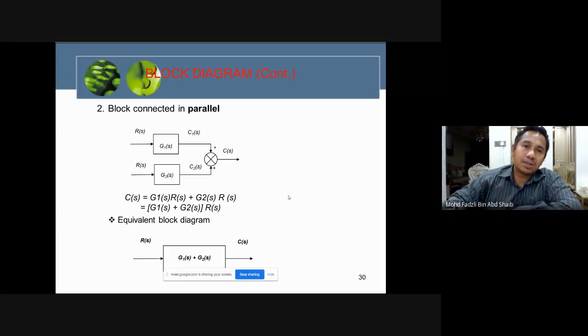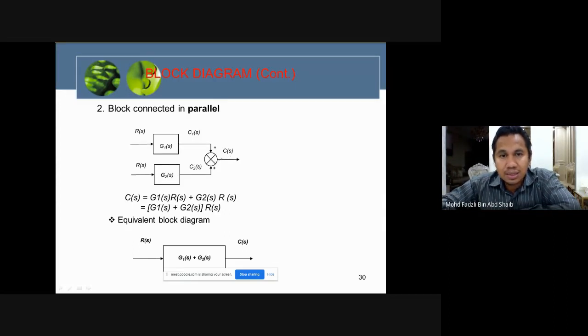How about blocks connected in parallel? If in parallel, we have G1 here and G2 here, and CS as output. So in parallel, CS equals G1S plus G2S, times RS. RS is the input.